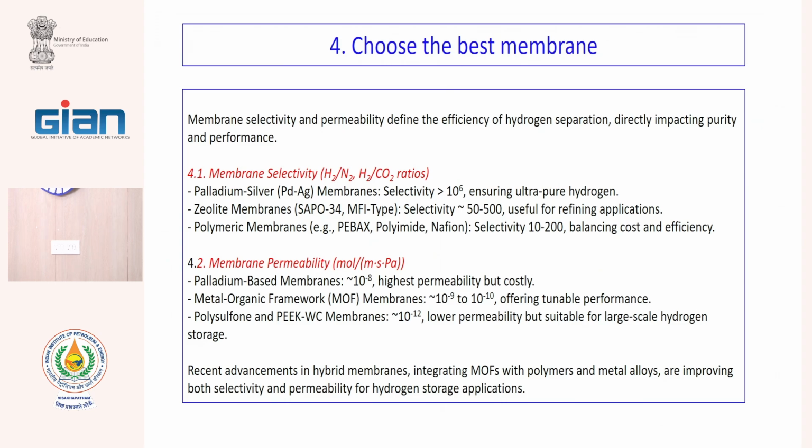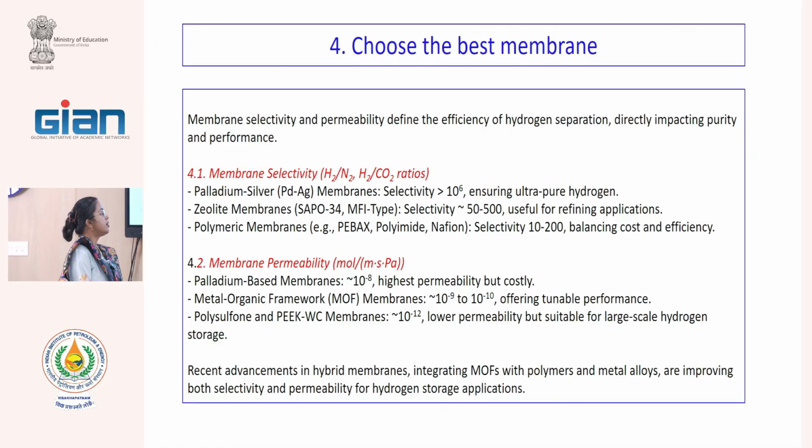So next I am coming to the question of how to select your membrane. We have talked about many types of operation, many types of compositions of our membranes, but the main two factors that come into the picture are selectivity and permeability. Palladium-silver based membranes give you very high selectivity. Zeolite membranes are comparatively less, but still good. For polymeric membranes, selectivity is comparatively low.